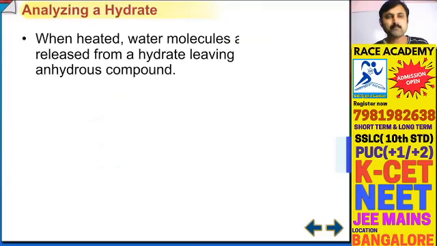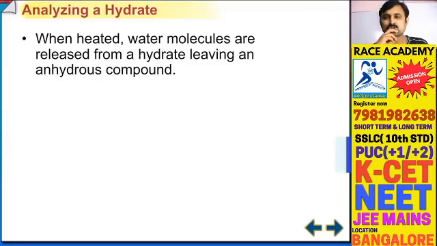So examples there. Now analyzing hydrate. When heated, what happens? Water molecules are released from the hydrate, leaving an anhydrous compound. This is a general example experiment you will do in the lab to understand whether the given salt is a hydrated salt or not. That can be easily understood after heating the given salt.